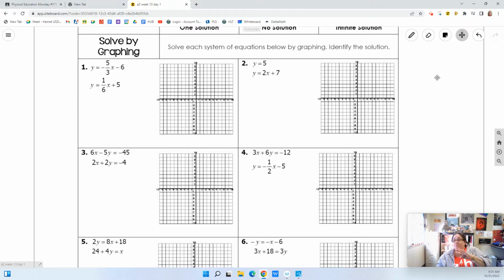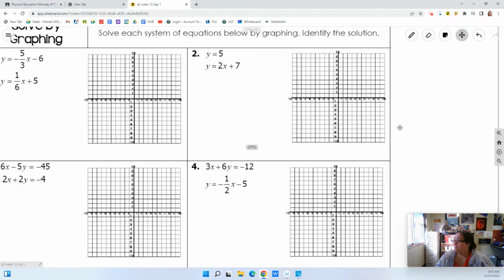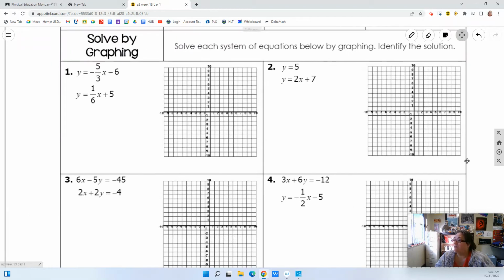Ask my 7th graders. When we have a problem like number 1, where we have y equals negative 5/3 x minus 6, and we have y equals negative 1/6 x plus 5, super easy to graph those equations because they're all in the slope-intercept form, right? So if I look at that first equation, let's see if I can make it really big to make it easier to graph. If I look at this first equation, and I want to graph that line, I know that my y-intercept for this equation is at negative 6. So I'm going to have a point.